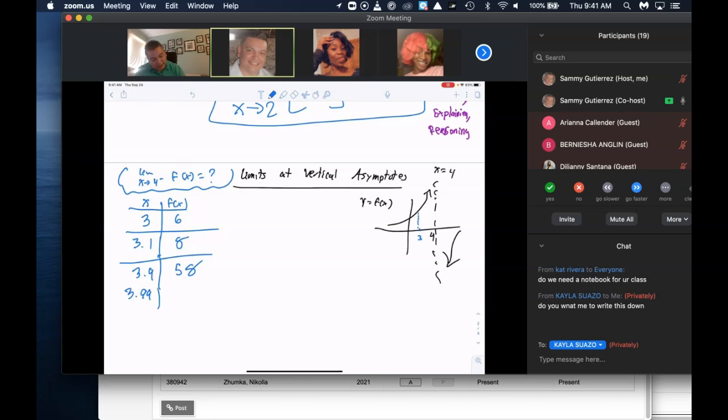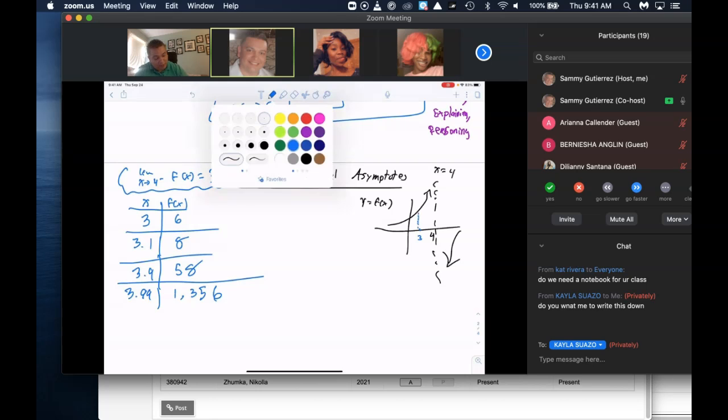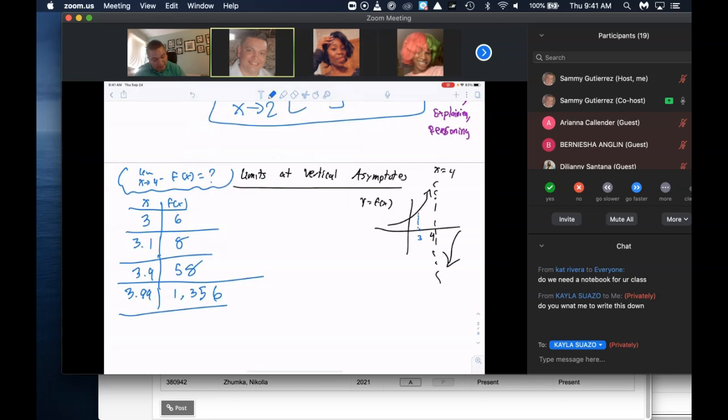3.99, I get 1,356. Oh, now I pretty much got an idea. This graph is getting bigger and bigger and bigger. Does that make sense? So as such, if I went one more time, 3.999, I might get 1,000,000,000. I get a really big number.